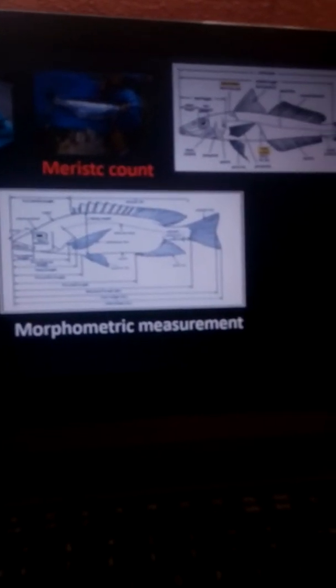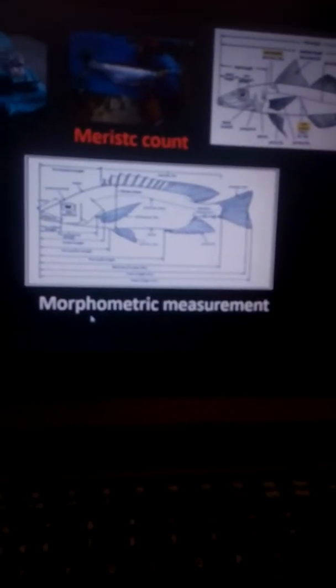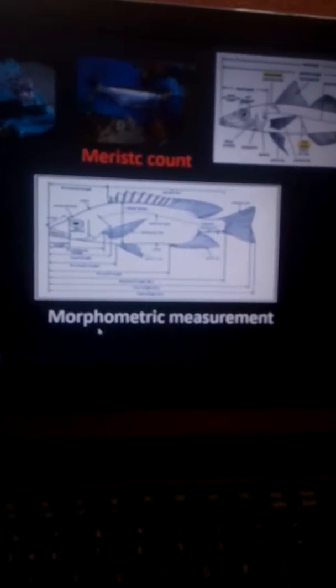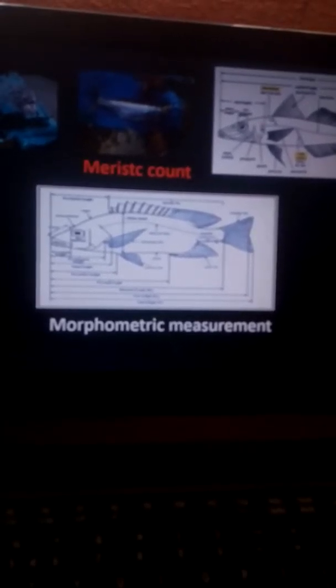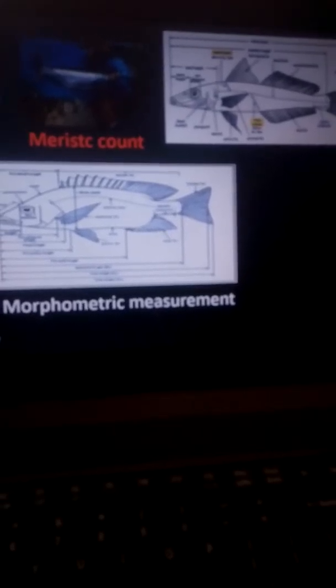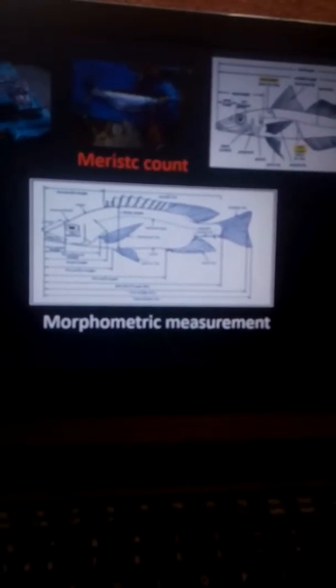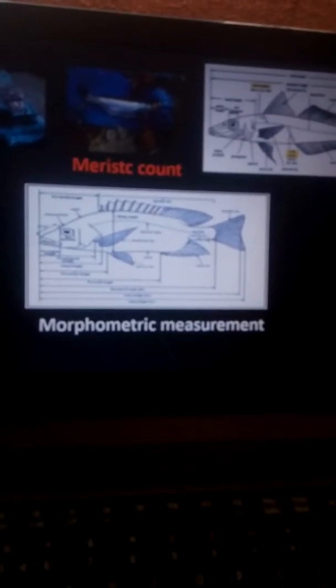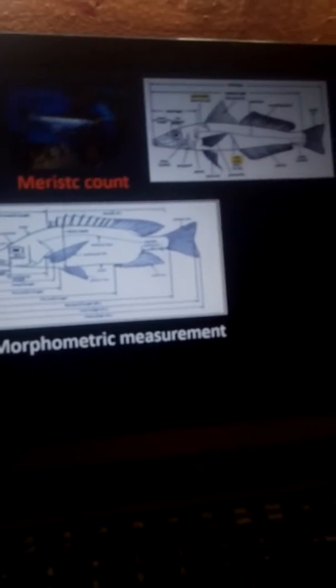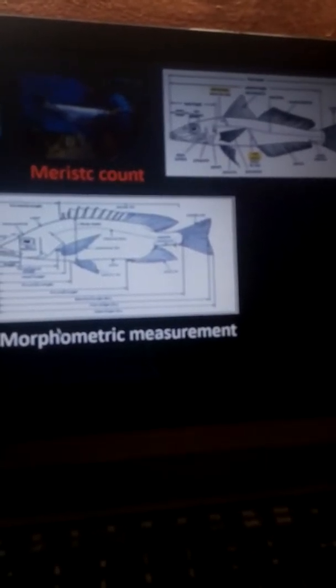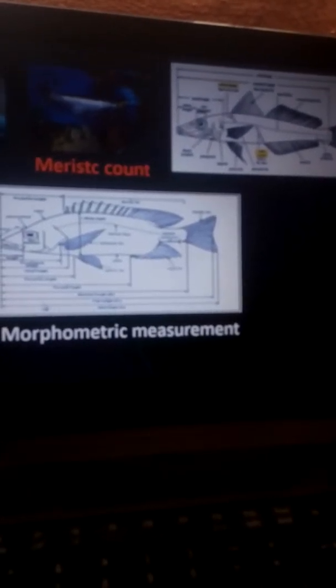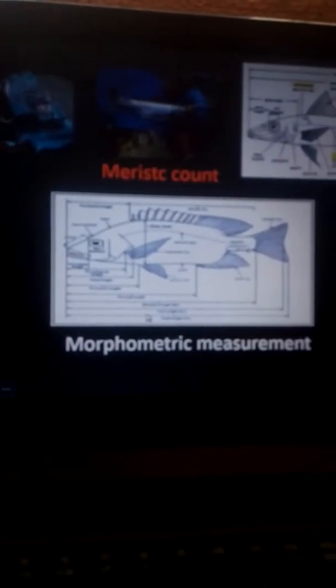The next one we call morphometric measurement. Morphometric measurement is just the measurement of the different lengths of the body parts of the fishes, as shown in the diagram here. As we see here, different lengths are given, but it's not clear in the diagram.